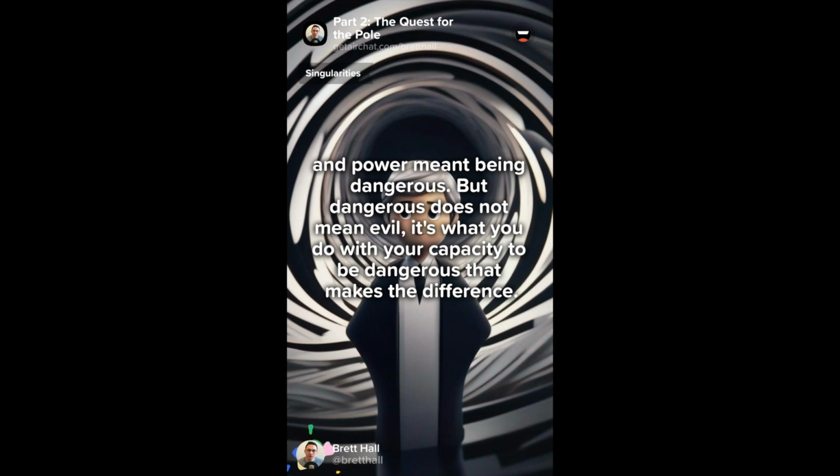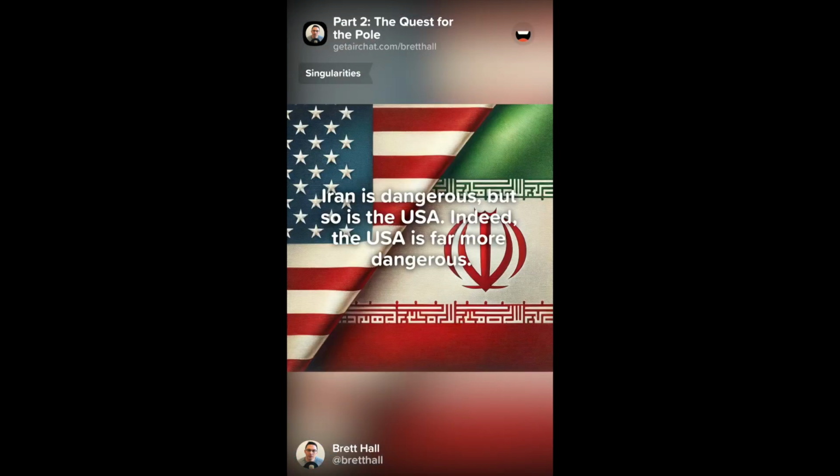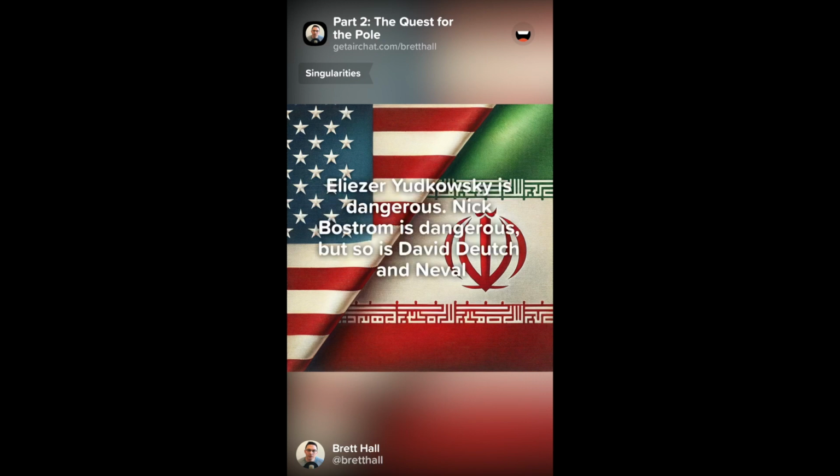But dangerous does not mean evil. It's what you do with your capacity to be dangerous that makes the difference. Iran is dangerous, but so is the USA. Indeed, the USA is far more dangerous. Eliezer Yudkowsky is dangerous. Nick Bostrom is dangerous, but so is David Deutsch and Naval Ravikant.